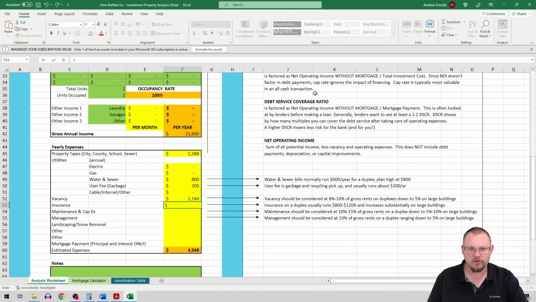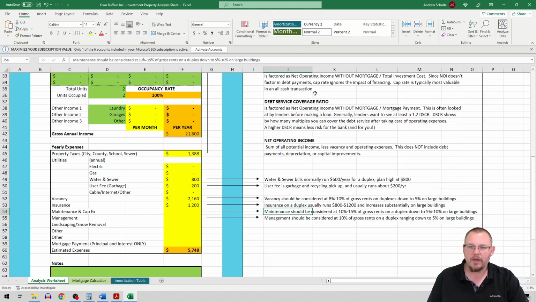We're going to say insurance is going to run about $1,200 on a duplex. That's pretty standard here in Buffalo. Maintenance and CapEx, and again, this is one of those situations. Maintenance should be considered at least 10 to 15% of your gross rents on a duplex, down to 5 to 10% on larger buildings. In this instance, we're going to factor in at 10%, 2160, and again, 2160 on management, which is 10% of the gross rents collected.